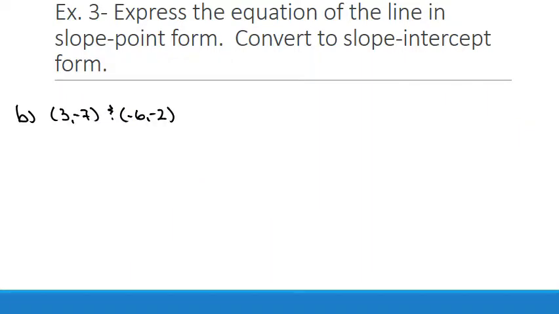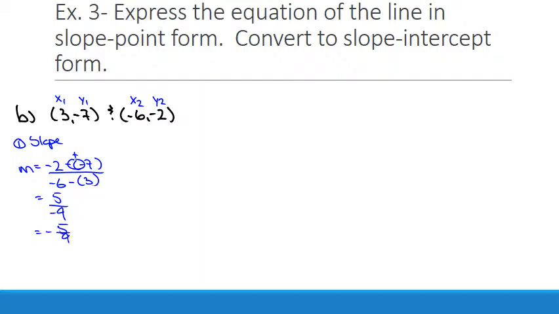So let's do that one more time. So I want my slope. And after a while, you might feel like you don't need the open bracket, so -2 subtract a -7. That was y2. All over subtract 3. That was x2. X1. That's a plus. So 5 over -9. -5 over 9. All right, got my slope.